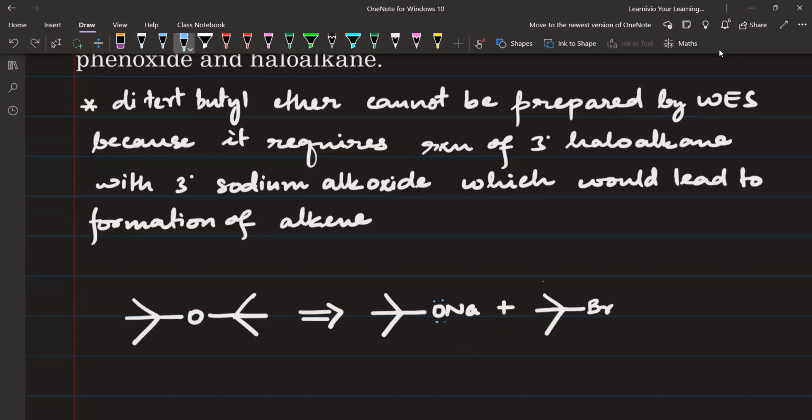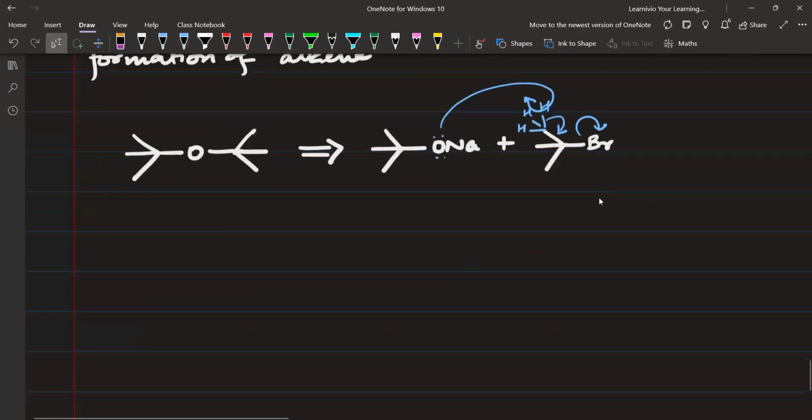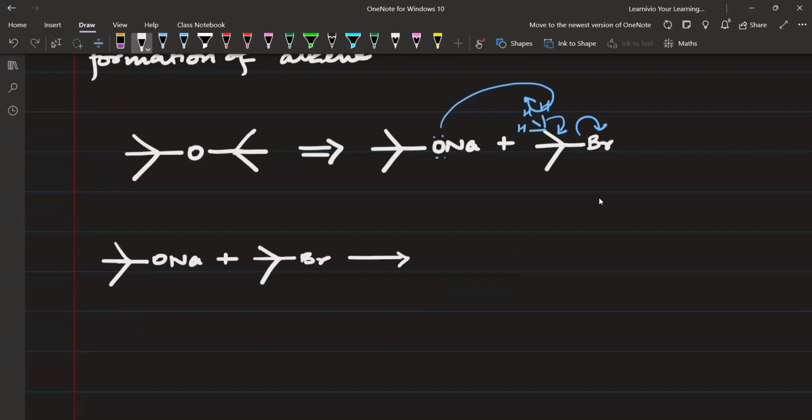So what it will do? It will react with one of the hydrogens which is present here. बीटा कार्बन के जो हाइड्रोजन है ना, उसको क्या करेगा? It is going to abstract the beta carbon hydrogen, and this hydrogen is going to form a bond like this यहाँ पे और फिर इसका Br यहाँ से निकल जाएगा. So what happens here is, you see, when you have ONa and Br, you get alkene.